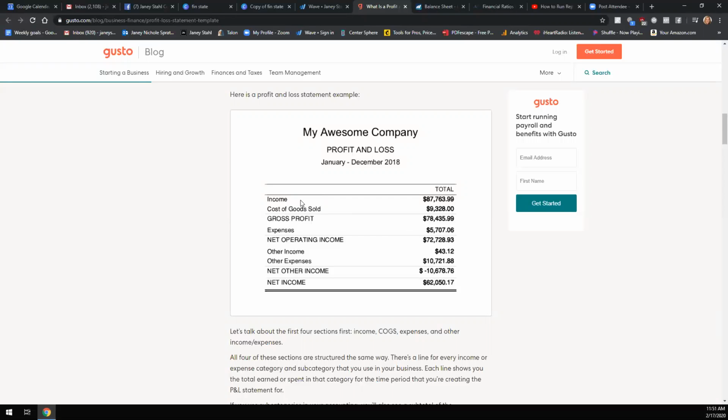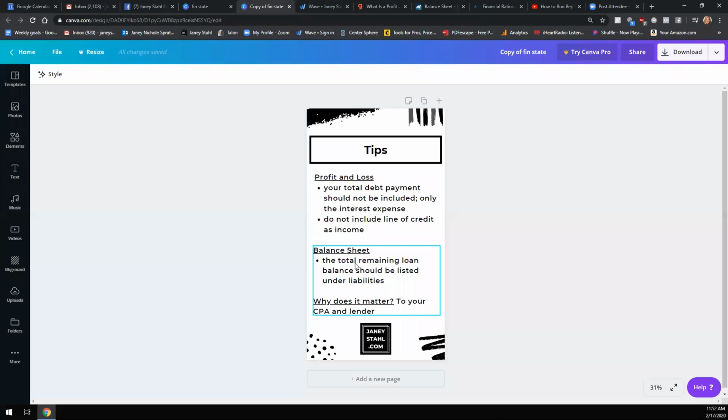It comes down to how you're entering it into QuickBooks or whatever accounting system you're using. You want to make sure that you are accounting for that correctly. You'll want to pull your financial statements, pull these reports, which I'll show you how to do, to make sure that you're not accounting for it incorrectly. For your balance sheet, like I said, the total loan balance should be listed under liabilities.